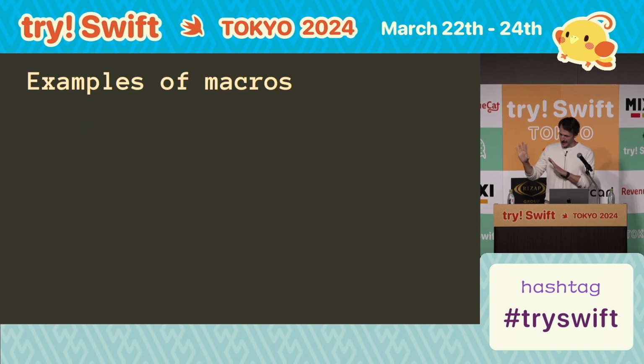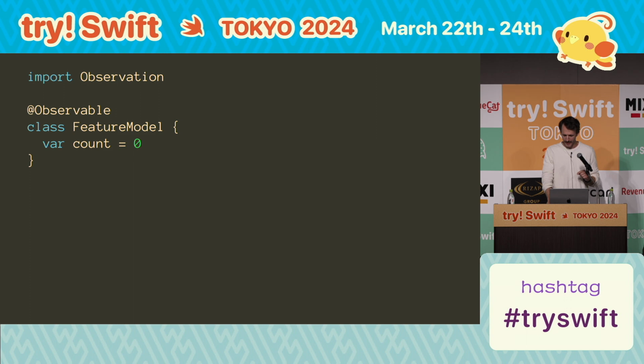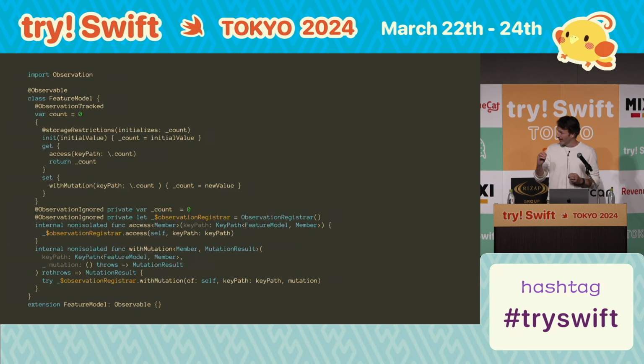Let's look at a couple of examples of macros, starting with the one that Apple ships right now, which is the Observable macro. This is even a part of the open source Swift project. You can actually look at the source code on GitHub and see how this is implemented. And it's a lot of code.